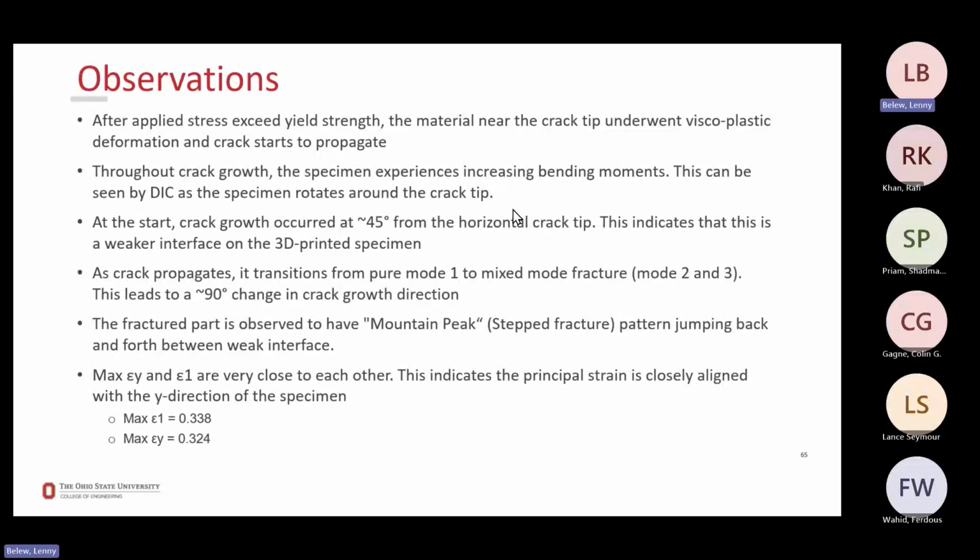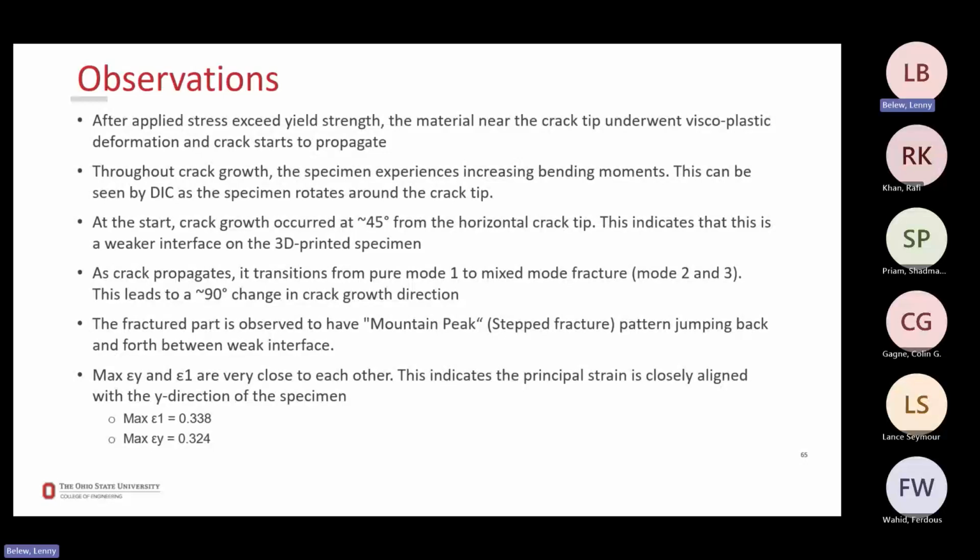Just going back to the original video that we saw, you could see the angles changing between the flange face and the specimen face, and then that whole left side again bending, almost in a V, sideways V, I guess. At the start, crack growth occurred at about 45 degrees from the horizontal crack tip. This indicates that there's a weaker interface on the 3D printed part.